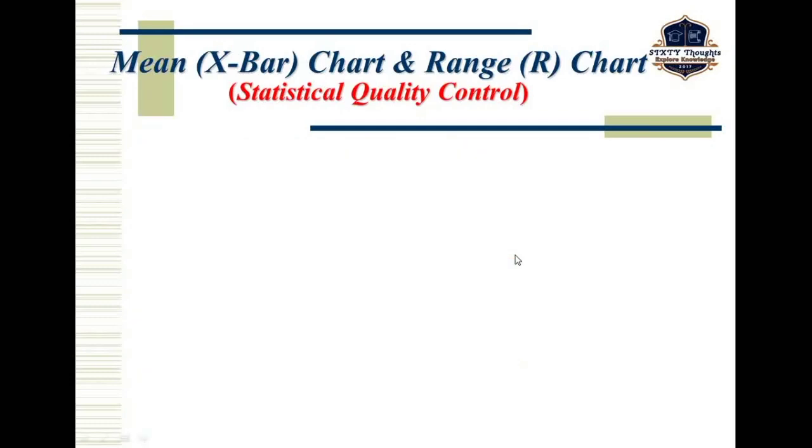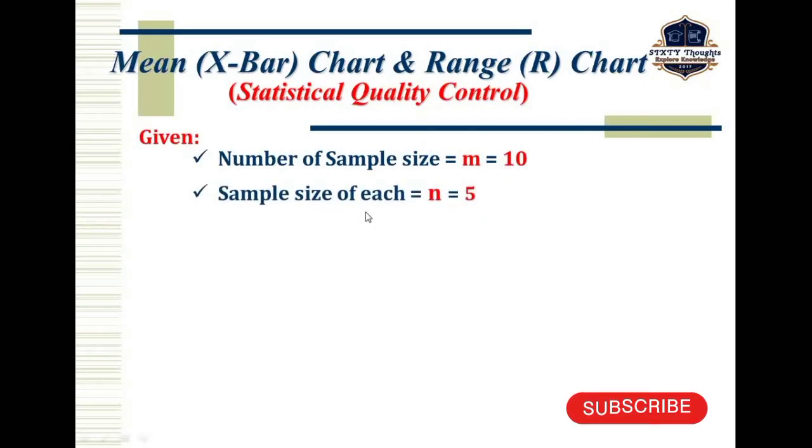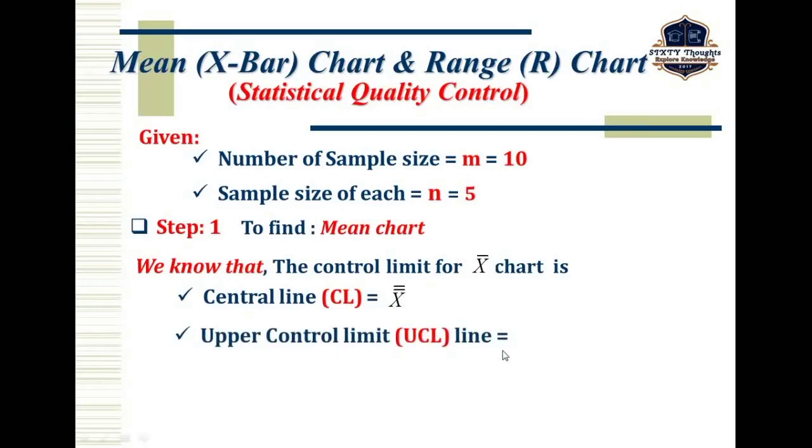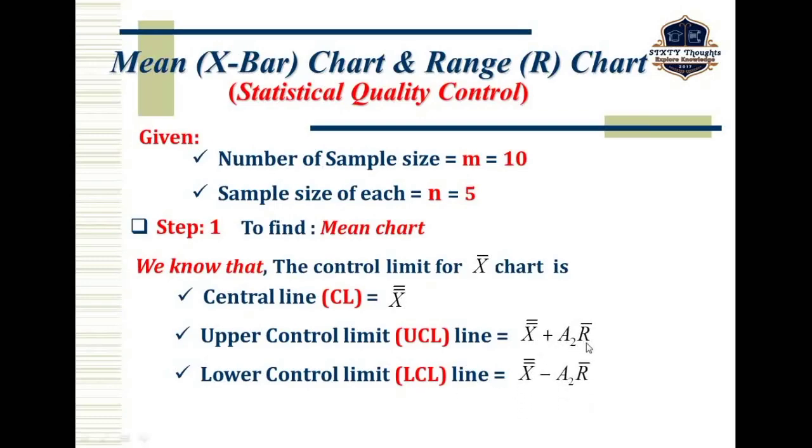First, the given values. The total number of samples is m equal to 10, and the sample size each time is n equal to 5. Step number 1: find the mean chart, that is the x bar chart. First we write the formula. The control limits for the x bar chart are: the central line, x double bar; the upper control limit line, x double bar plus A2 into r bar; and the lower control limit line, x double bar minus A2 into r bar. We consider this as equation number 1.